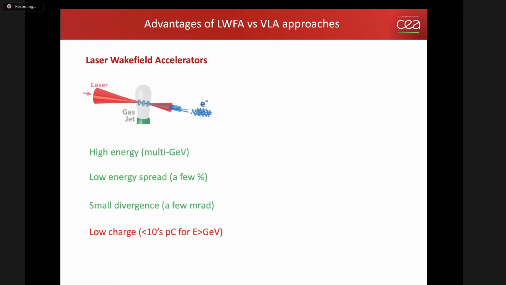So laser wakefield accelerators that I previously introduced have very nice features. They can already achieve high energy, multi-GeV, low energy spread, a few percent, small divergence, a few milliradians, but they typically offer low charge, especially at high energy, so below tens of picocoulombs at GeV and above. So this is not enough. We want to scale this charge up to nanocoulomb.